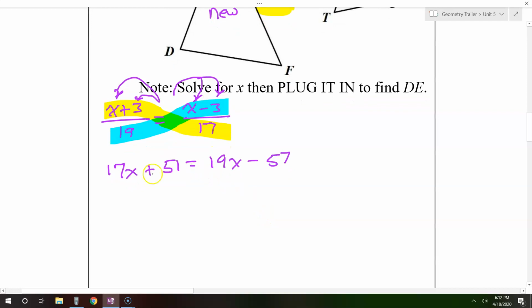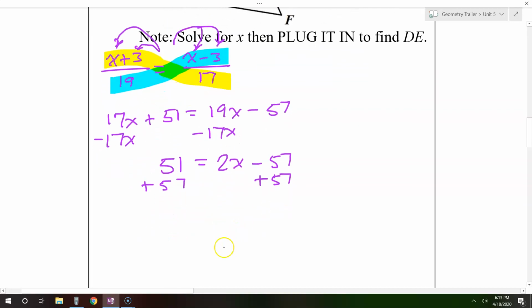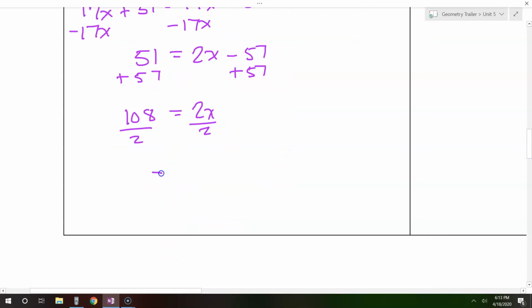Excellent. Let us get these x's together by subtracting 17x from both sides. So that'll be 51 is equal to 2x minus 57. Now we will add 57 to both sides. All right, that's going to be 108 is equal to 2x. And then we will divide both sides by 2. And that will give us x is equal to 54.